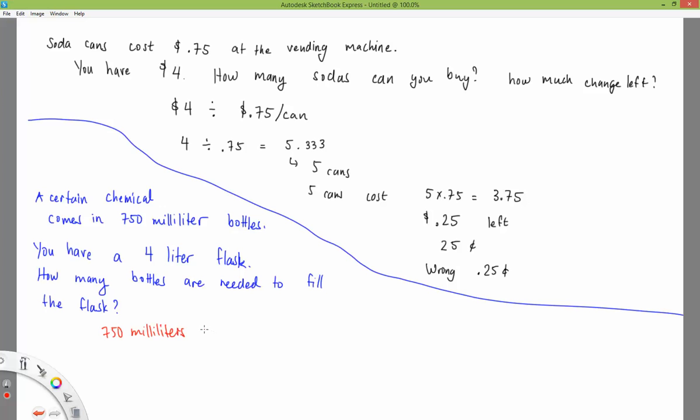So 750 milliliters, as we learned, a milliliter is 1,000th of a liter. So I'm going to have 750 times 1,000th of a liter, so I get 0.750 liters. Is this conversion uncomfortable for anybody?